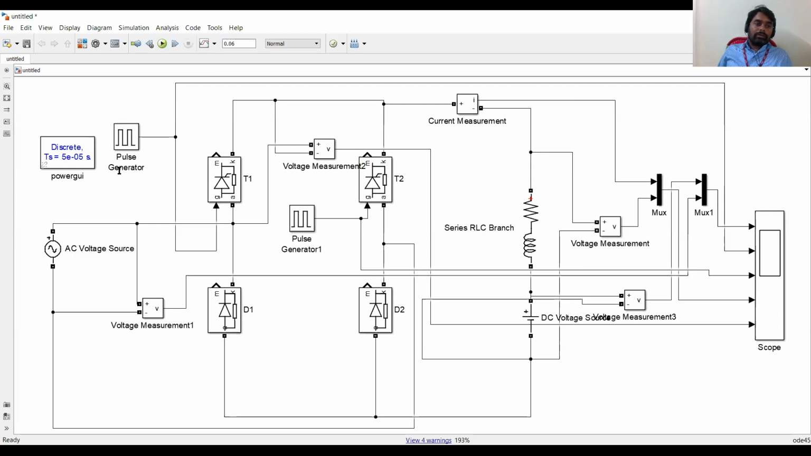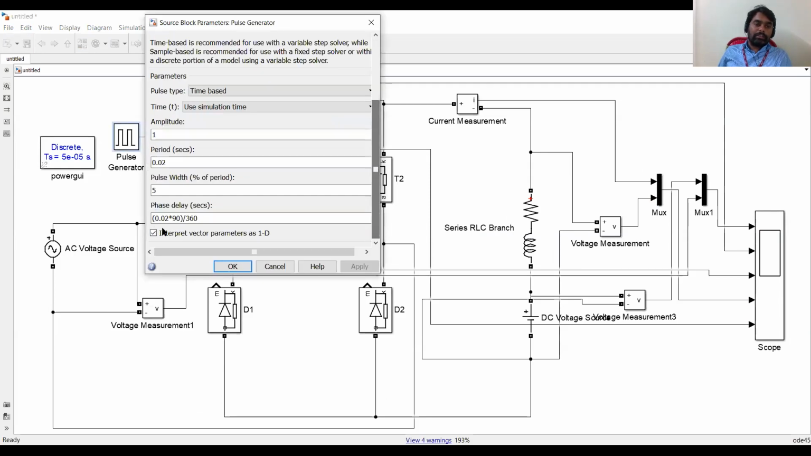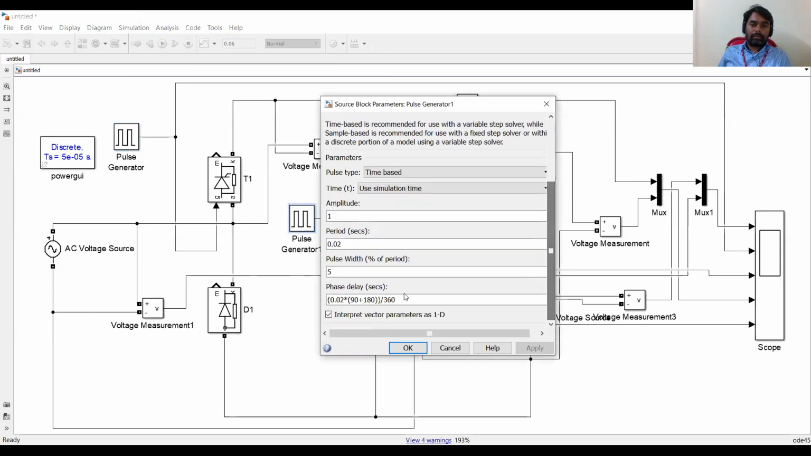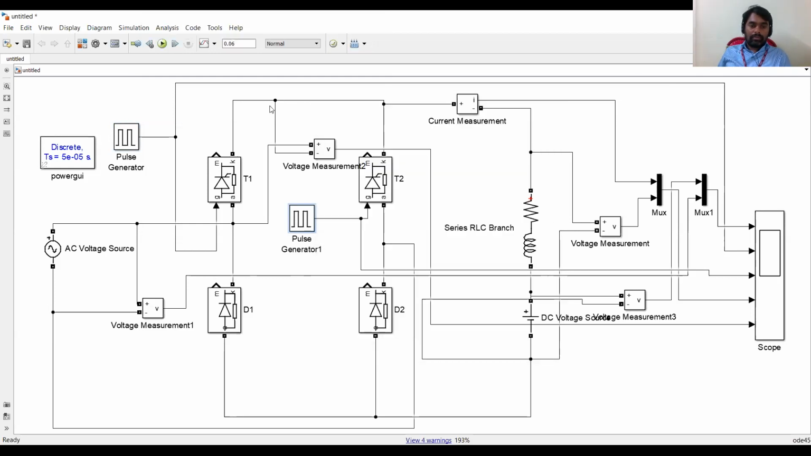Okay, now let us operate this rectifier at alpha equal to 30 degree onwards. Okay, now if I click on this run button, it will run and it will show you the results. Now you may see one thing here.